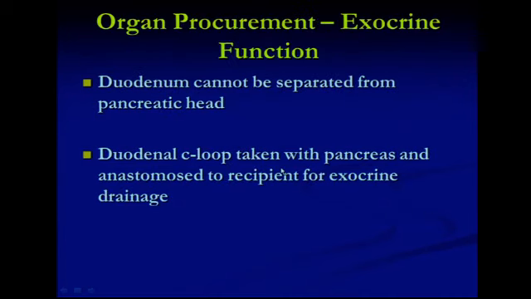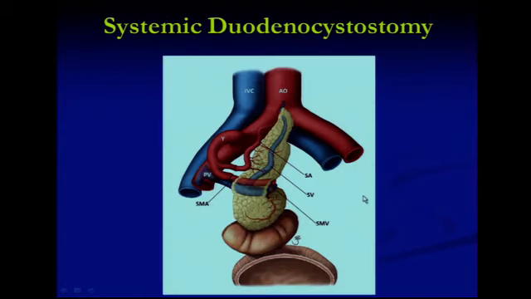For pancreas transplant, the duodenum is taken with the pancreatic head, and that's anastomosed to the recipient's jejunum. So the pancreas transplant requires not just a pancreas graft, but a pancreas graft with duodenal C-loop. Here's an example of an older type of pancreas graft where we have a pancreas head connected to the duodenum, which is connected to the dome of the urinary bladder. So that's a form of exocrine output.